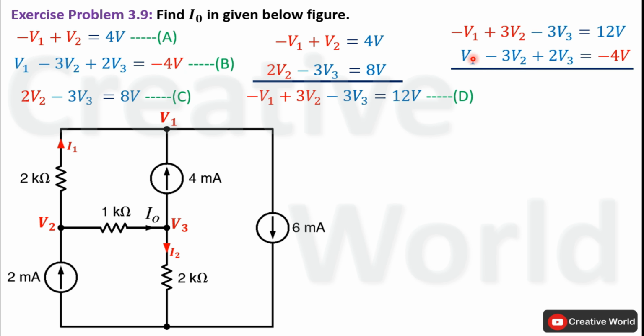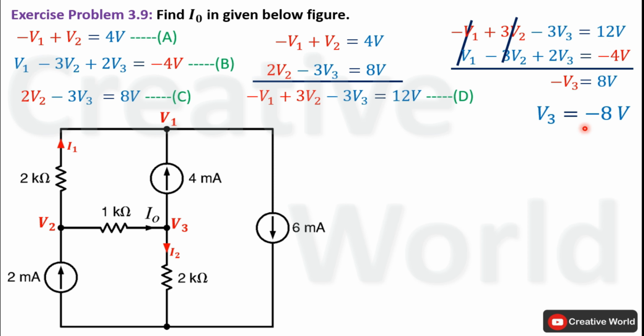This minus V1 and plus V1 will cancel out with each other. Here also 3V2 and minus 3V2 will cancel out with each other. Minus 3V3 plus 2V3 will be equal to minus V3, and on the other hand side of equal, 12 minus 4 will become 8 volt. Now we will divide on both sides by minus 1 in order to find out the value of voltage V3, that will be equal to minus 8 volt.